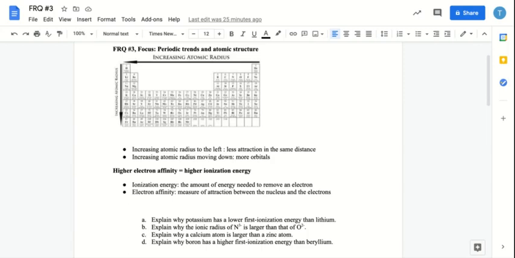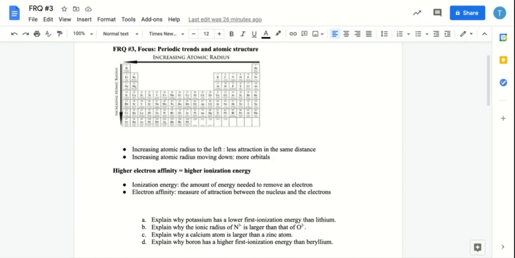Additionally, if you have a higher electron affinity, you're also going to have a higher ionization energy and vice versa. Okay, question 1. Potassium is going to have a lower first ionization energy than lithium. Potassium is number 19 on the periodic table and lithium is number 3. Using this knowledge, you can know that potassium is going to be bigger than lithium. It's going to have a lower electron affinity and therefore a lower ionization energy. So that is your answer to A.